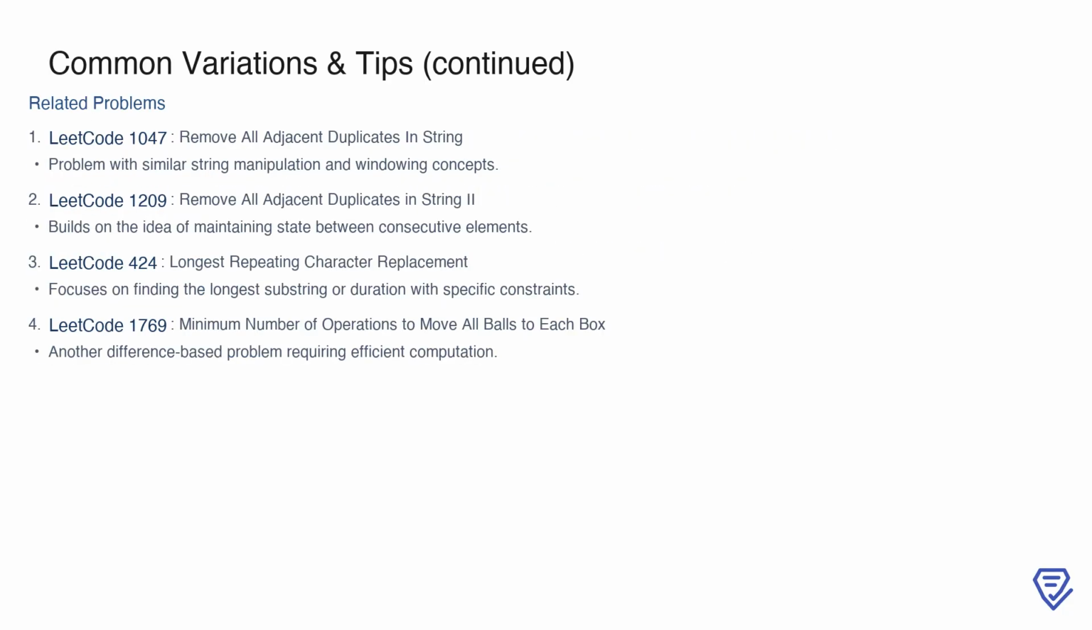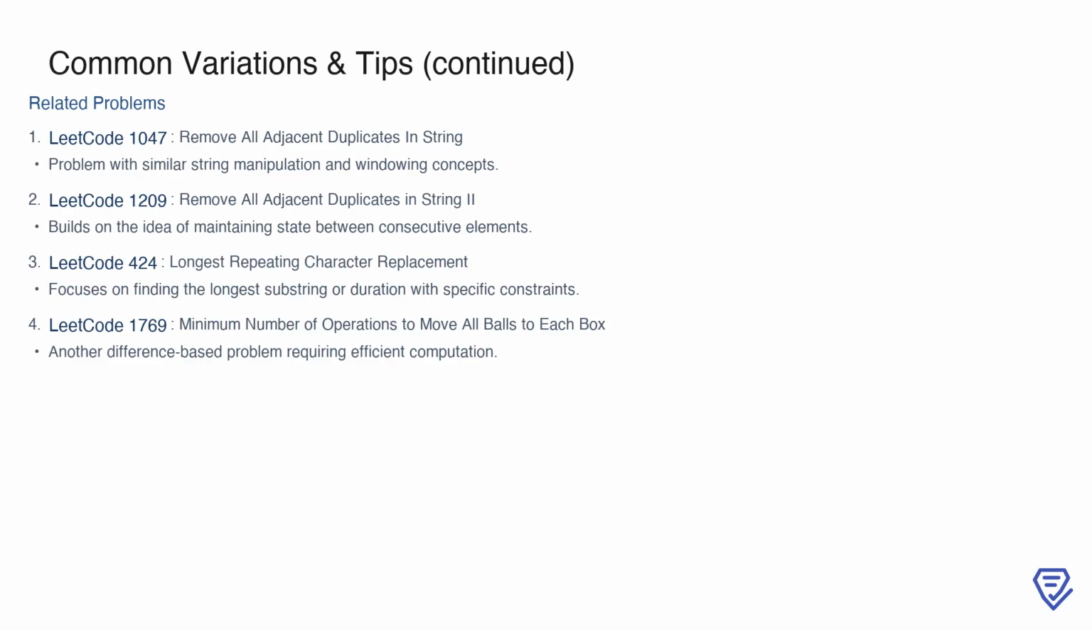This problem shares similarities with several other LeetCode problems, and exploring these can deepen your understanding of the underlying concepts. For example, LeetCode 1047, Remove All Adjacent Duplicates in String, involves string manipulation and windowing, which are relevant here. Similarly, LeetCode 1209 builds on this concept by introducing additional constraints, requiring you to maintain state between consecutive elements.